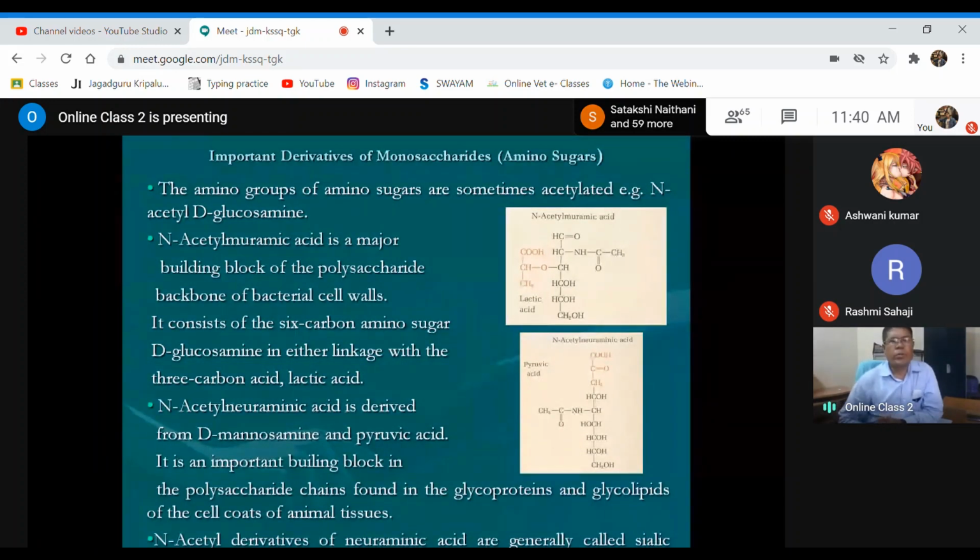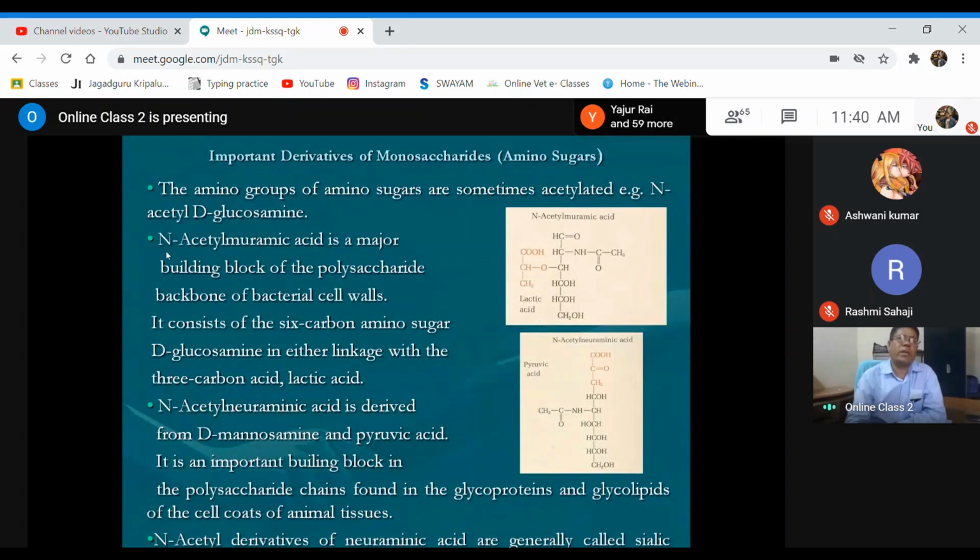Then the amino groups of the amino sugars are sometimes acetylated. So an acetyl group may be attached to these amino groups. For example, N-acetyl D-glucosamine, and here the N-acetyl muramic acid. So N-acetyl glucosamine, with some other groups, forms different products.